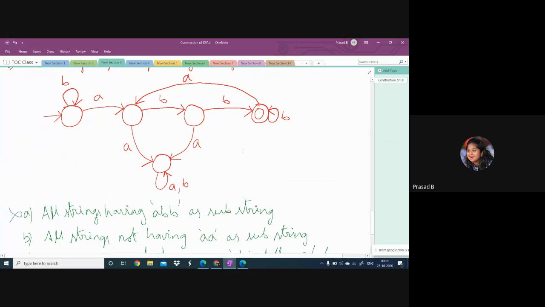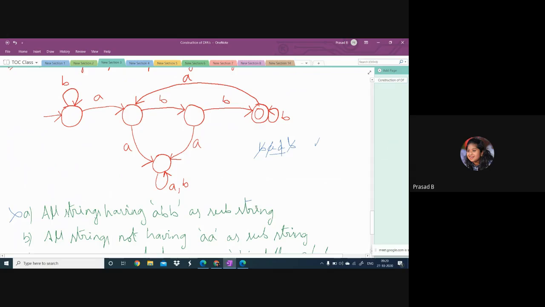Now, all strings not having AA as substring. According to the second option, if AA is there in the string, it will not be accepted. Otherwise, it accepts every other string. That is the meaning of the second option. So let us check. This one has AA, so it should not be accepted. Let us check: initially B comes, it stays in the initial state. A comes, second state. On A again, dead state. And B, okay, perfect. In this case, it is perfect.